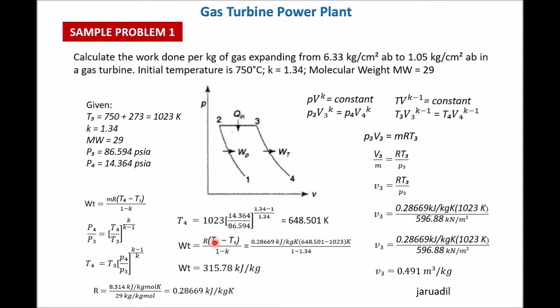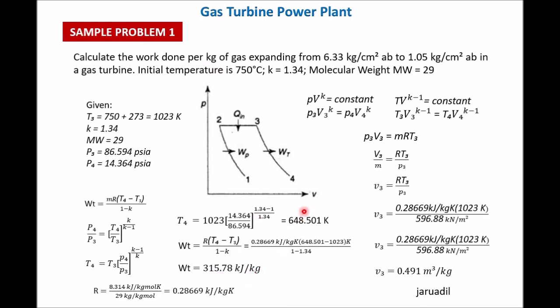Then, we substitute these values. T4 here. We substitute the value of R here. So, ito na yon. And T3, ito yan. And then, the value of K, we got here, WT is 315.78 kilojoules per kilogram. So, makikita nyo kilojoules per kilogram kasi ang sabi dito, calculate the work done per kilogram. So, this is work per kilogram.